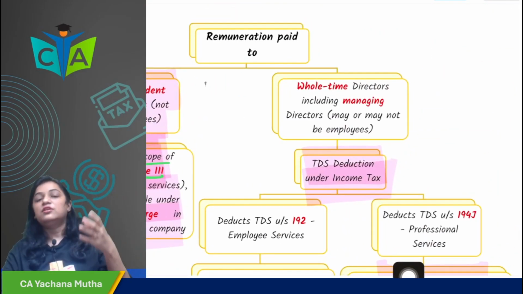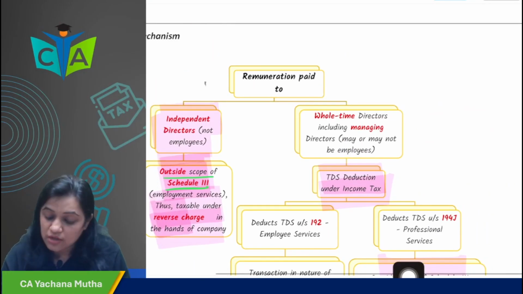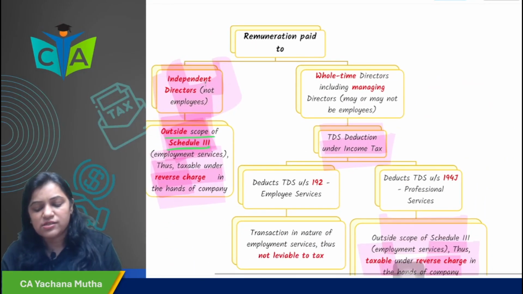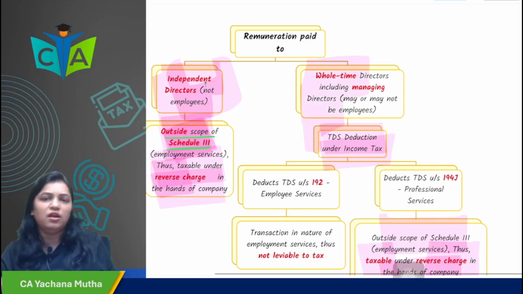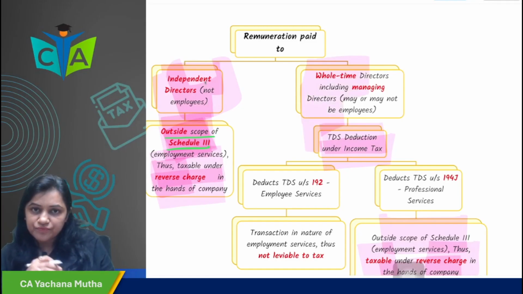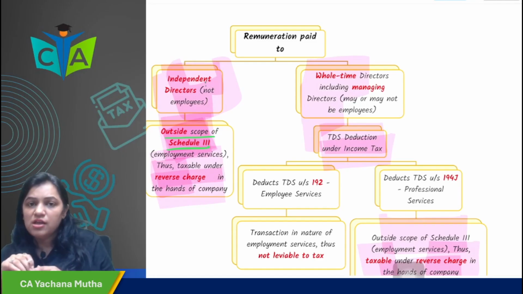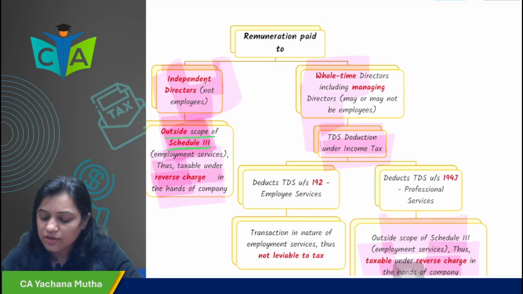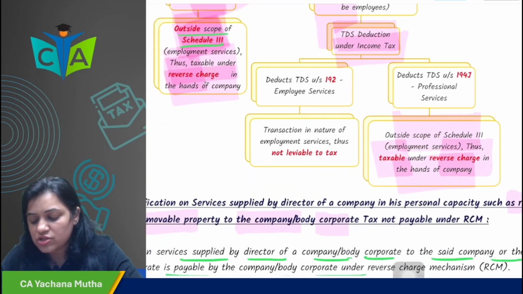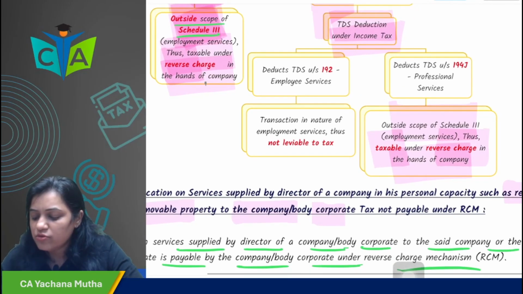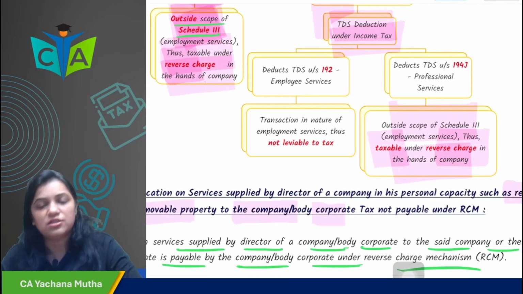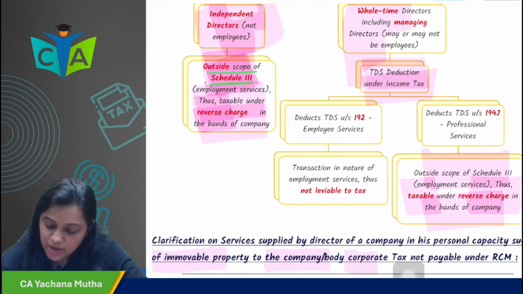What you have to see in case of director is which director they are giving in the exam. If it is an independent director, it is outside Schedule 3, taxable under reverse charge. If it is a whole time or managing director, then you have to write both the things: how the TDS is deducted. If the TDS is deducted under employee service, then it is in the nature of employment service, not leviable to GST. But if it is deducted under 194J professional services, then it is outside Schedule 3. It is taxable under reverse charge in the hands of the company. I hope it is clear.